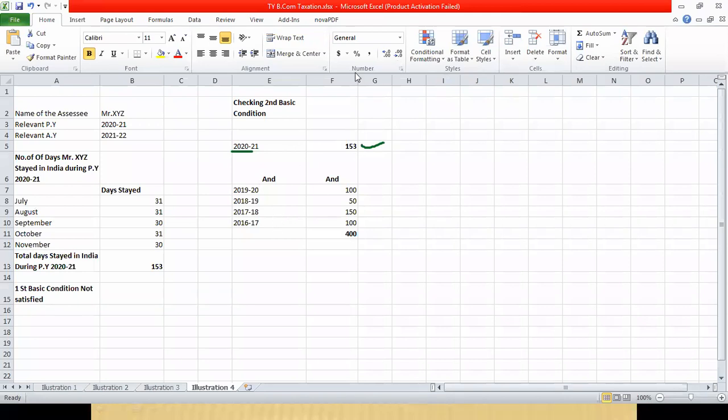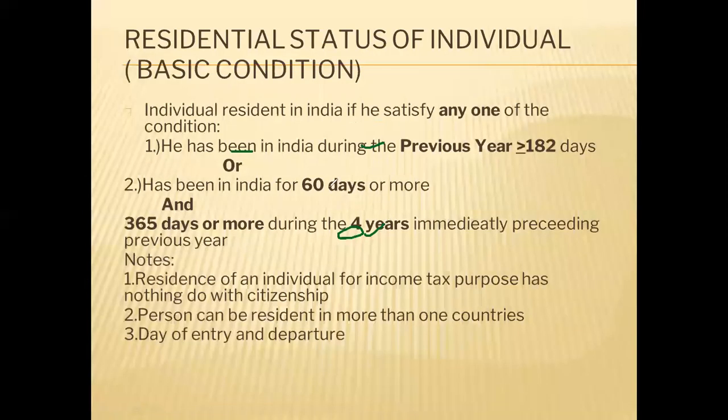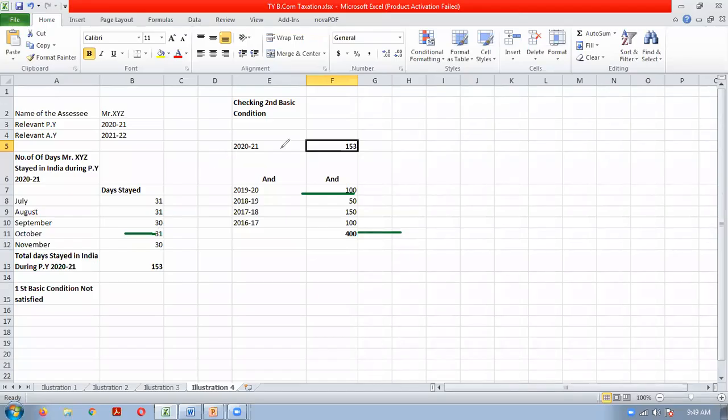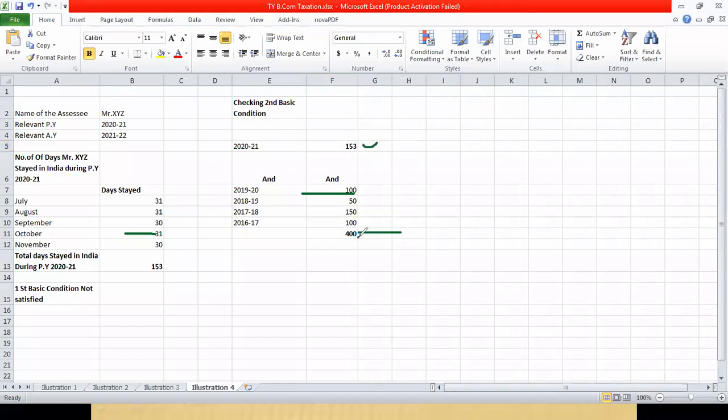And yes, in the previous 4 years, he was in India for 400 days. This is also getting satisfied. Why? Because during the relevant previous year only 60 days are required, and in 4 years the total should be 365. Our answers, 153 and 400, are both more. So we can say that the second basic condition is satisfied.